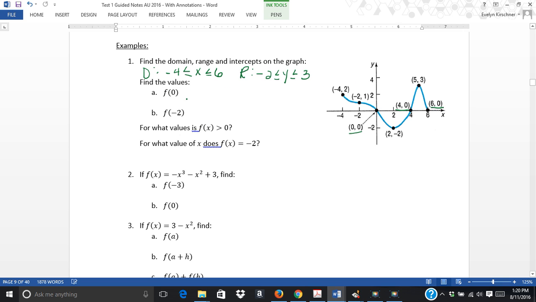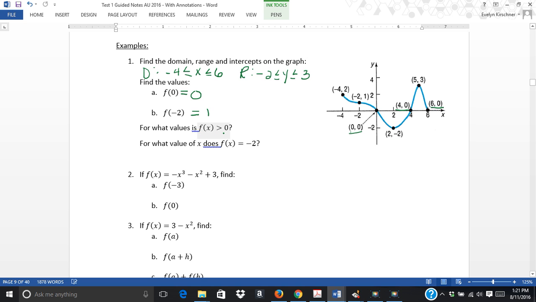Now I want to know what some values are. So f of 0 means what is the value of the function f when x is 0? Well, when x is 0, y is 0. So it equals 0. What about when x is -2? What is the value? So let's see, x is -2. It is 1.